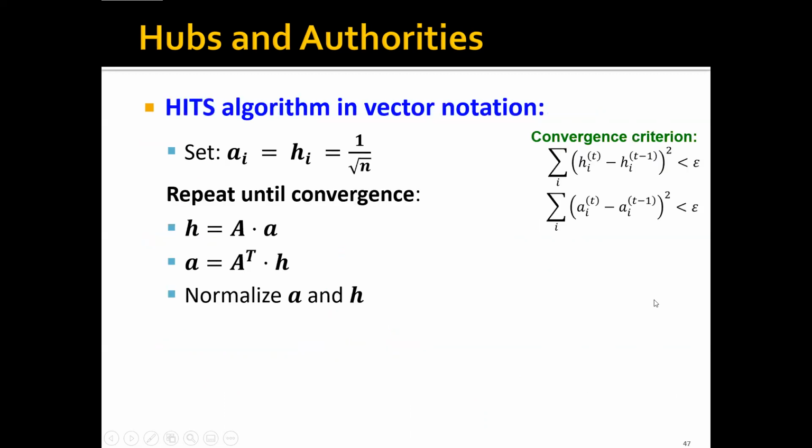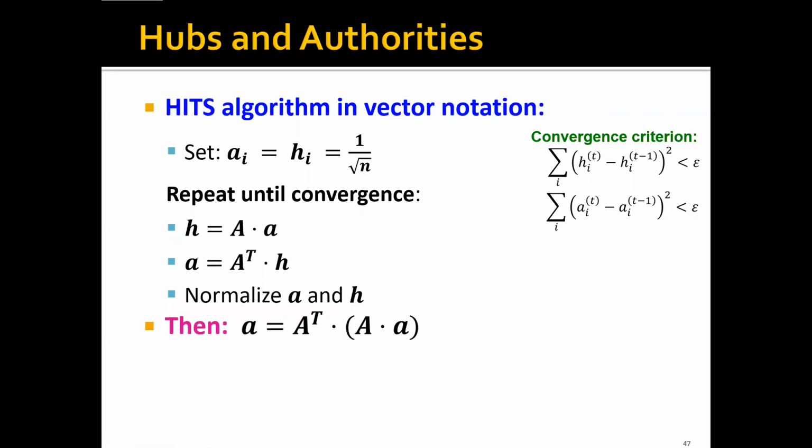And then we can write down the HITS algorithm in vector or matrix notation. We'll first initialize all the entries of A and H to be 1 over the square root of n. And then we'll repeat these 3 steps until convergence. We'll update H as the capital A times A, and we'll update the vector A, which is the authority scores, as A transpose times H. And then we'll normalize the vector A and the vector H.